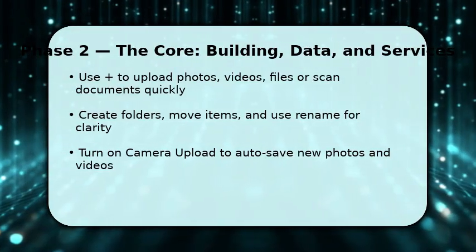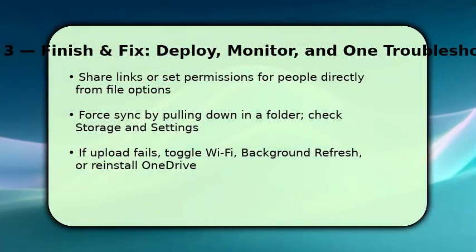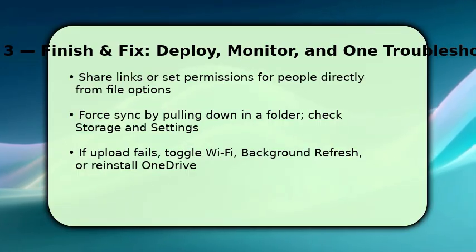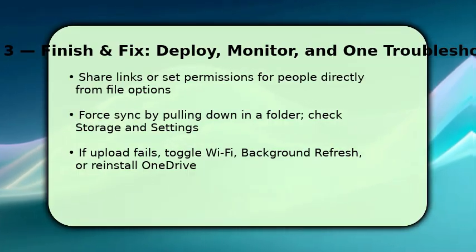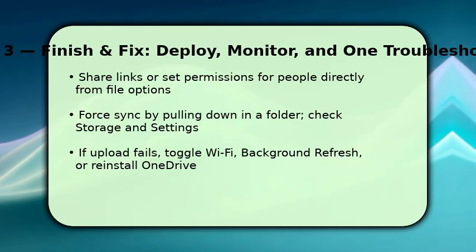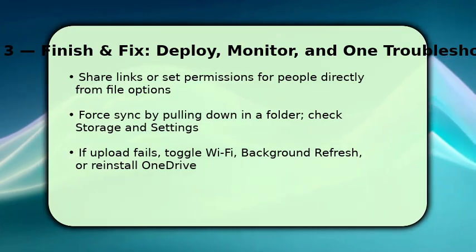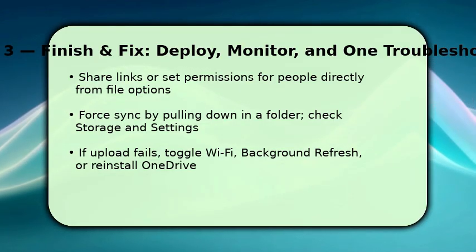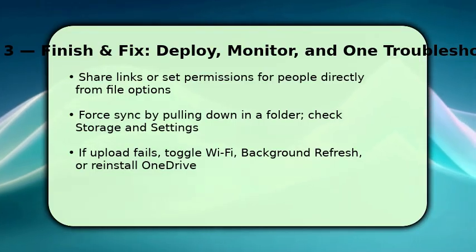Finish by sharing and ensuring sync consistency. Select a file, tap Share, then choose Link or Specific People and adjust permissions because controlling access prevents accidental edits. To force a sync, pull down inside a folder. Make sure storage shows space and visit settings to confirm syncing options.